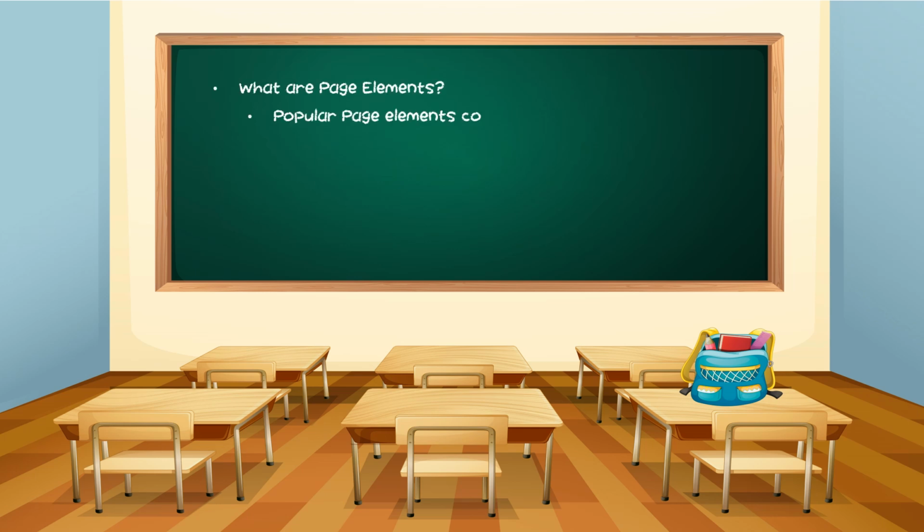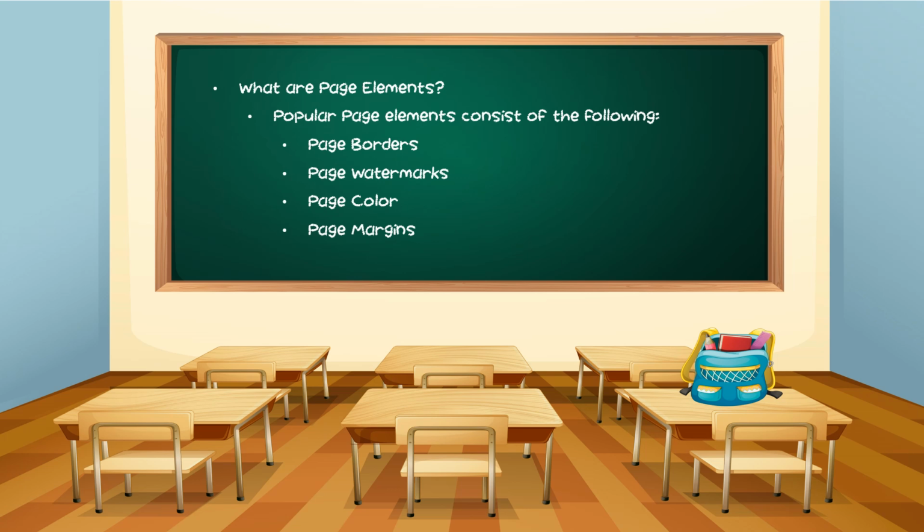What are page elements? Popular page elements in a Word document consist of the following: page borders, page watermarks, the page color, and then finally the page margins. Let's go ahead and get started.